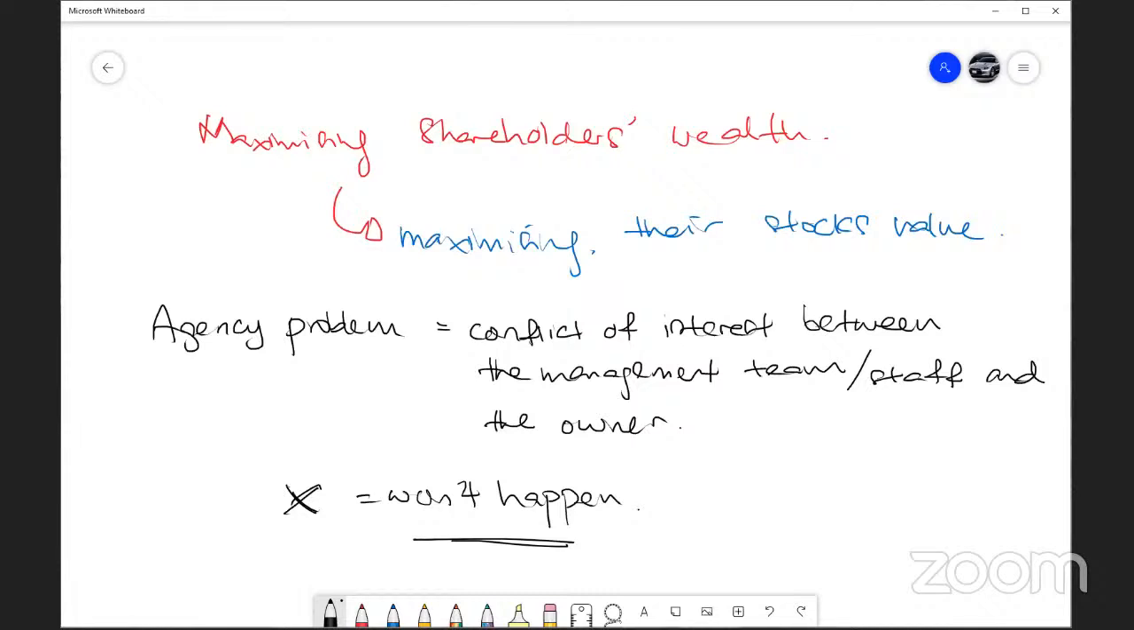But of course, it's much more complicated when you talk about big organizations. The agency problem there is about own benefit, own commissions, self-benefit, giving a tender to your closest people and so on and so forth. So all these things could be due to the agency problem.